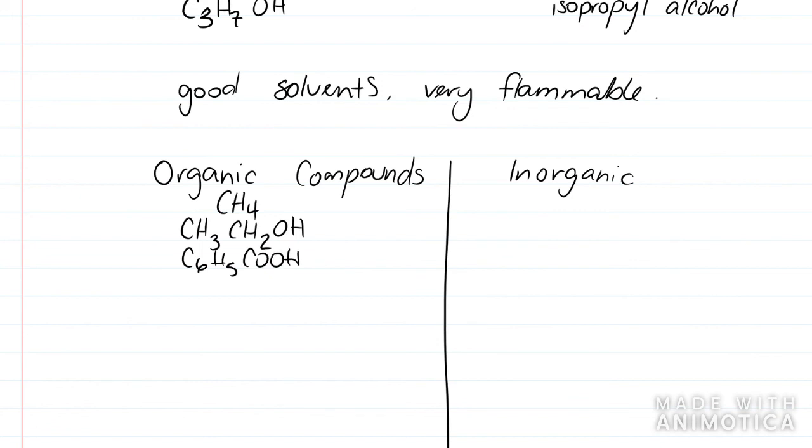C6H5COOH. This is benzoic acid, so it is an organic acid. This one's tricky. Potassium citrate. So it is K2HC6H5O7. So this is an organic salt. So it doesn't look like it would be organic because it starts with a metal, but this one is still an organic salt.